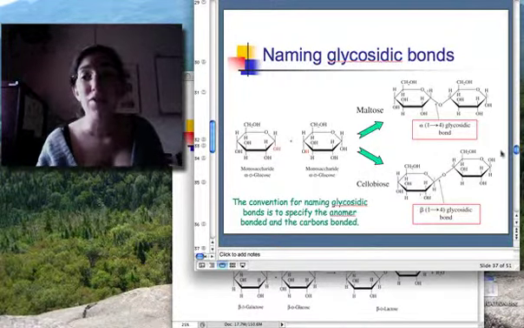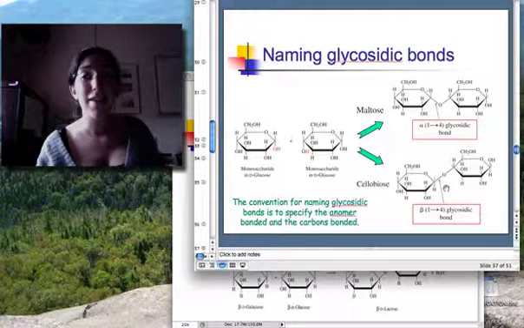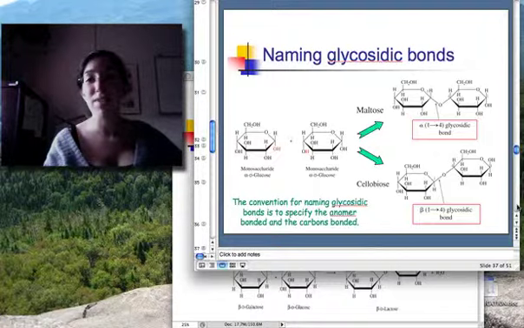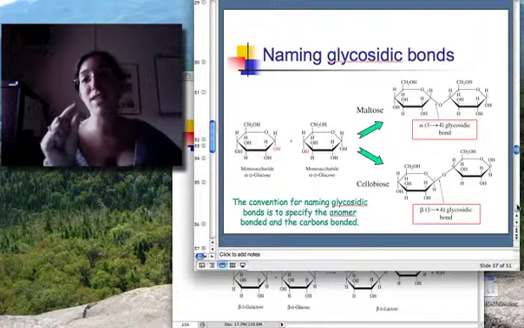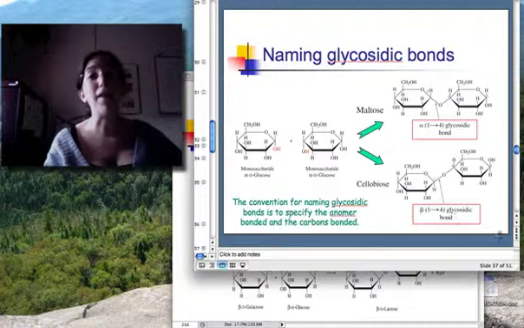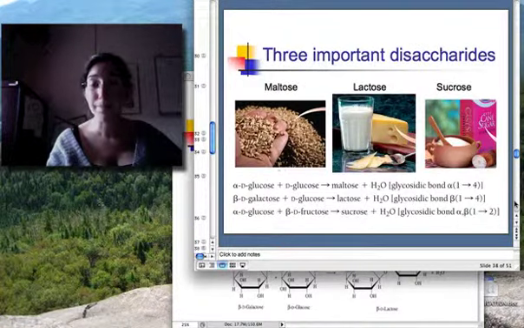So these are two totally different disaccharides, but they're both made up of two glucose molecules, just flipped in opposite directions. So it's kind of crazy how these little tiny details can make a big difference. Little tiny chemistry details can make a big difference biologically in their functions.